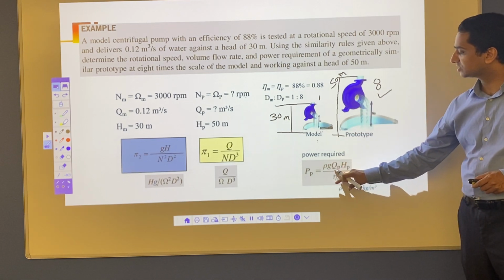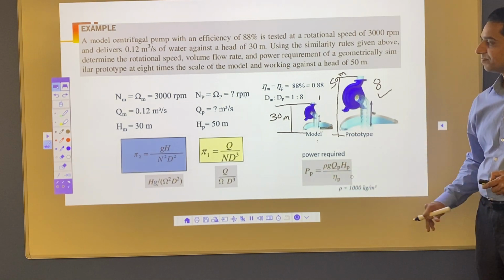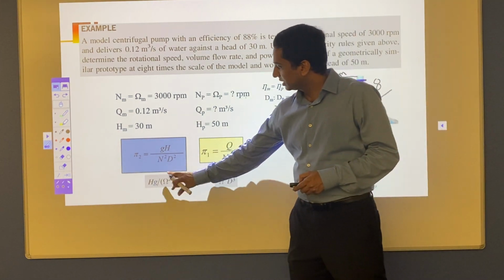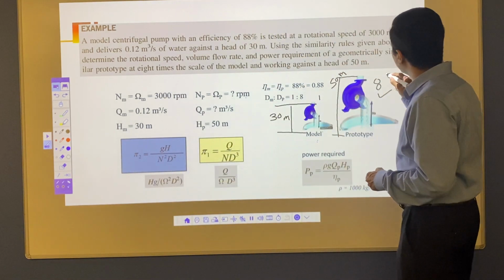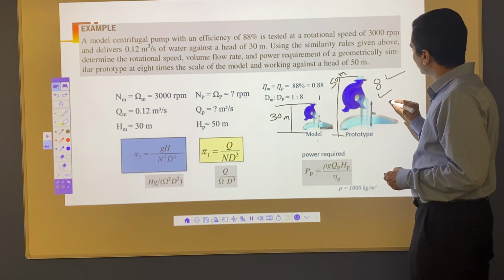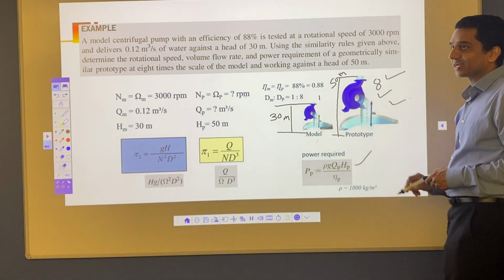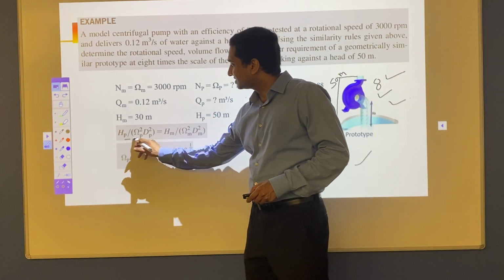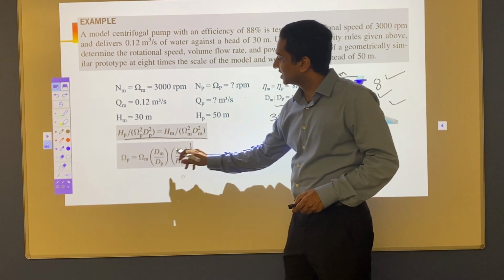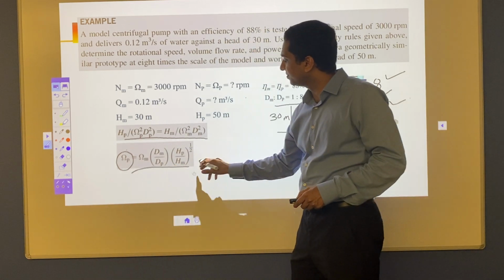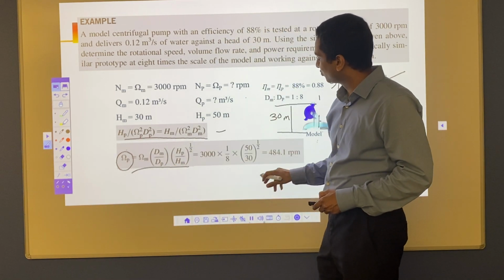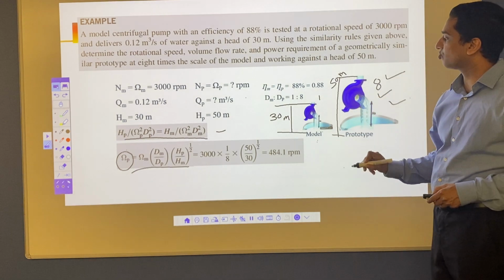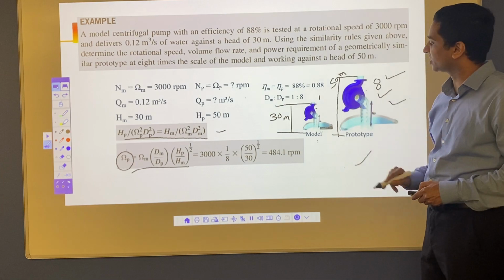So this is the formula that I am going to use to get power. Let's first calculate speed. Once you calculate speed, you calculate flow rate, and once you calculate flow rate, you can calculate power. So for the first part, as the pi term is the same, I can use this equation to calculate my speed for the prototype, which will be around 484 RPM. So the speed for this one is 484 RPM. This one is 3000, this one is 484.